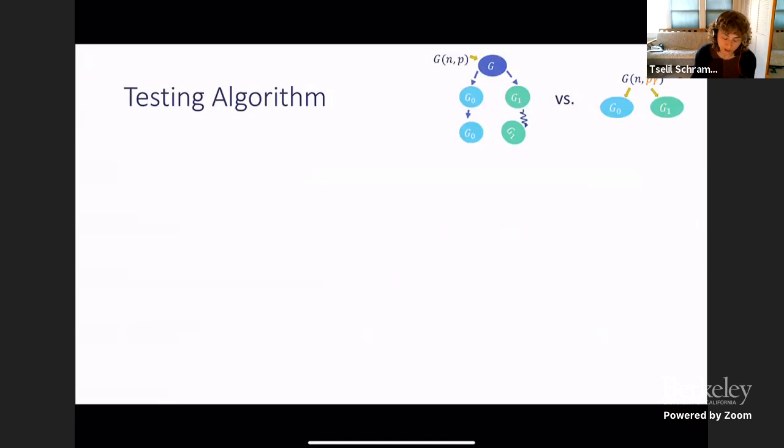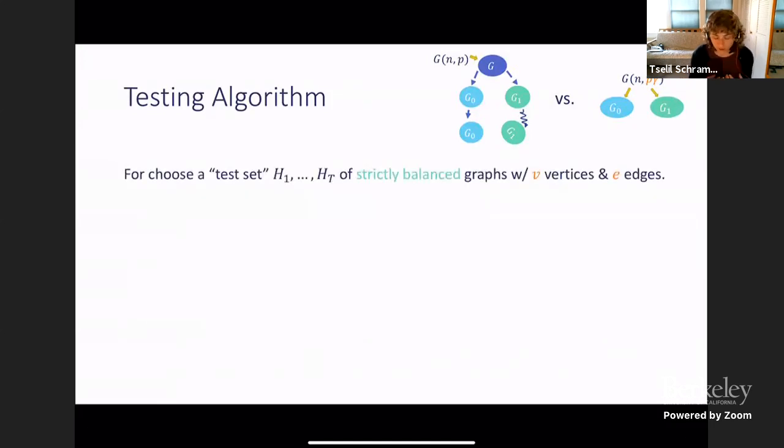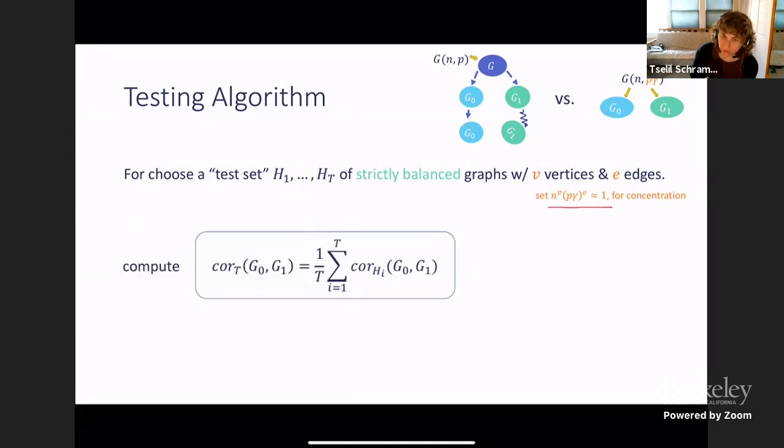So now we have our testing algorithm. We'll choose some set of strictly balanced graphs with some number of vertices and some number of edges chosen so that the expected number of appearances is constant, because this is the regime in which the concentration arguments from the previous slide will kick in. Now we're going to compute the average correlation of the subgraph counts in the two graphs, and then we'll apply some threshold. If this value is bigger than the threshold, then we'll say that we're in the planted case, and otherwise we'll say we're in the null case. So that's our hypothesis test.